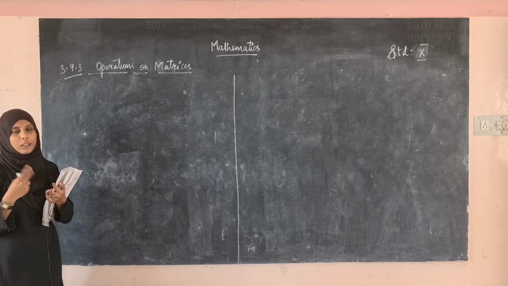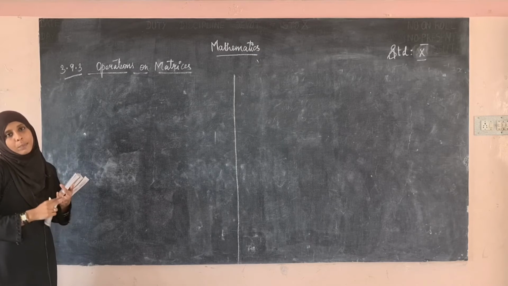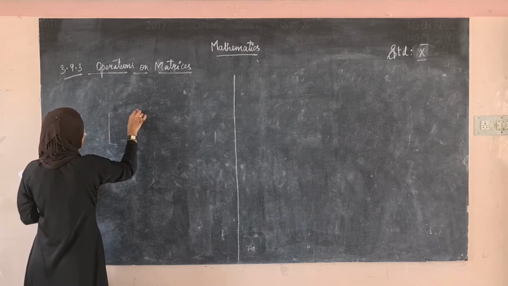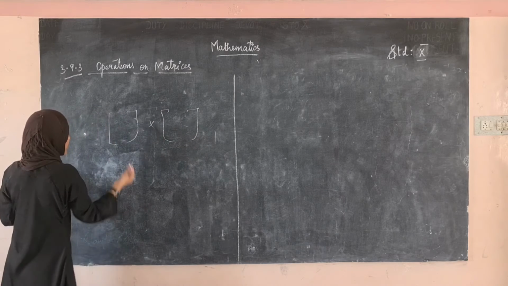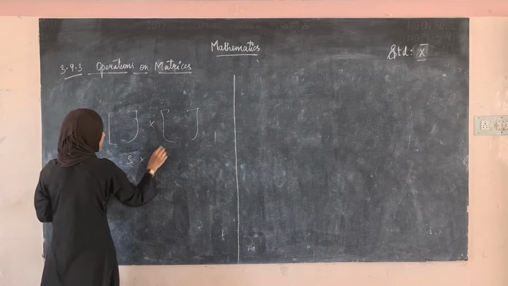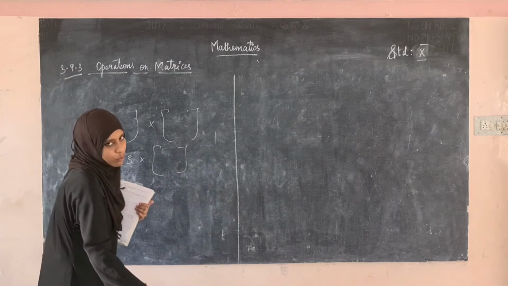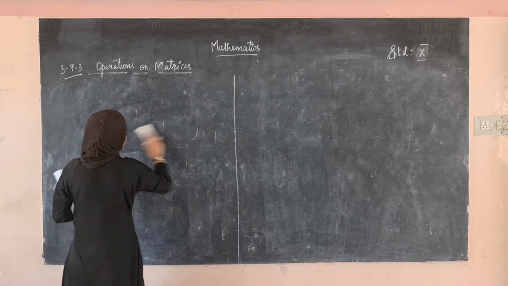See, there are two different types of multiplications. Multiplication of matrices is different from scalar multiplication of matrices. If we multiply two matrices, it is said to be the multiplication of matrices. If we multiply an element like A or 3 with some matrix, this is said to be the scalar multiplication of matrices. This is what we are going to do in today's class. Okay.